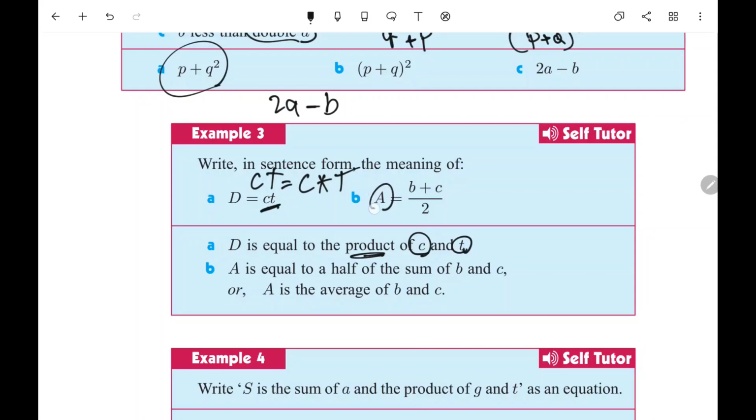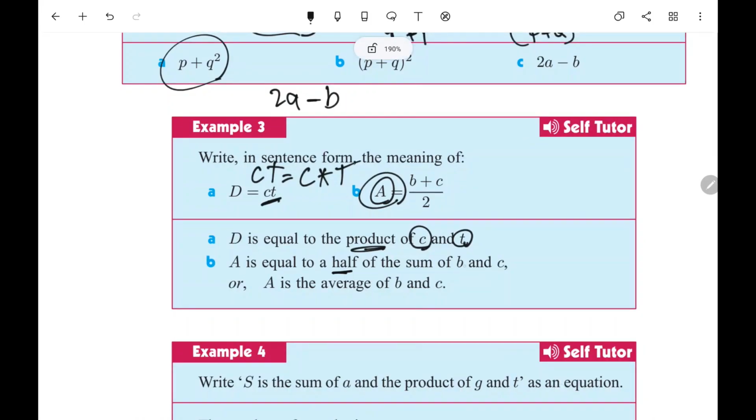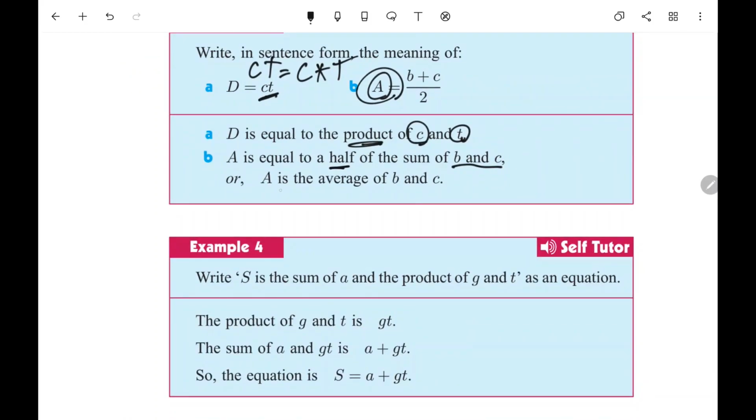Here we have a equals the sum of b plus c, divided by 2. Dividing by 2 has the meaning of half. So a is equal to half of the sum of b and c, or a is the average of b and c.